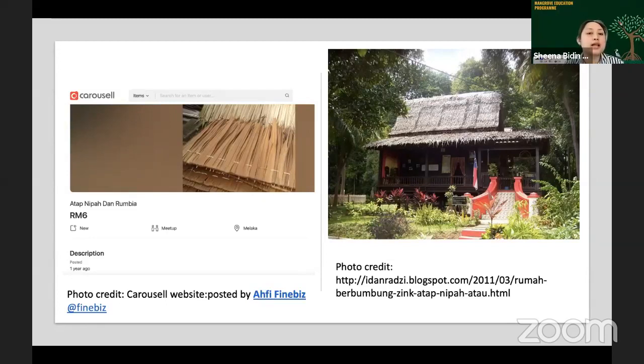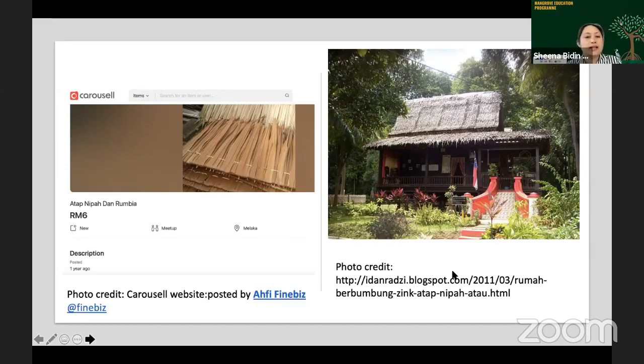And then they also sell it. For example, here I found an example from Carousel. I'm sure some of you are very familiar with this. It's where we sell things. And they are selling this atap nipa and rumbia. So these are the things that provide local communities with jobs and income.